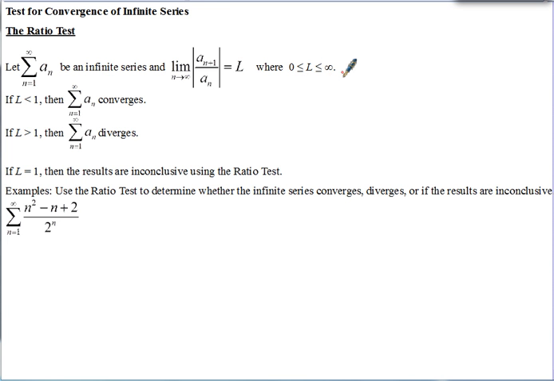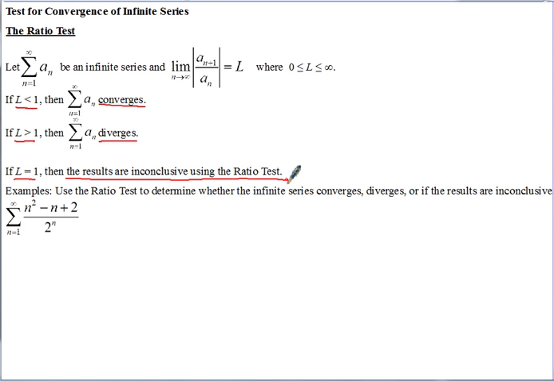And then once you figure out what that limit is, if that limit is less than 1, then you know that the series converges. If the limit is greater than 1, then you know the series diverges. And if the limit equals 1, then the results are inconclusive using the ratio test. So then you would need to use a different test to determine whether the series converges or diverges.